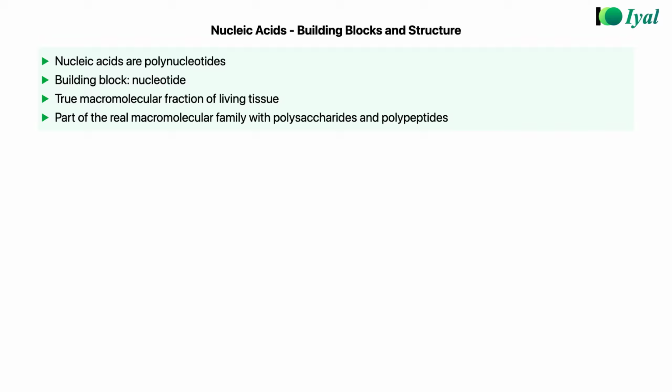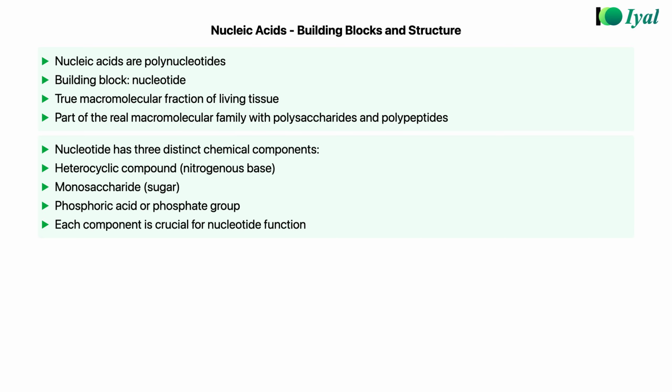We talked earlier about nucleotides and nucleosides in passing. Let's now look at how they're organized into nucleic acids. Nucleic acids are polynucleotides, chains of nucleotides. They're part of the true macromolecular fraction, grouped with polysaccharides and polypeptides as the three main types of macromolecules.